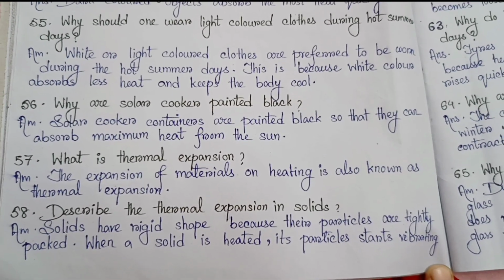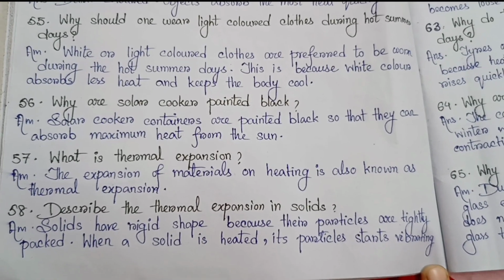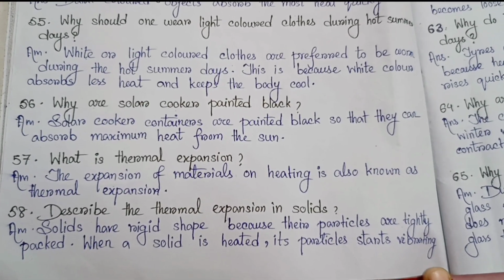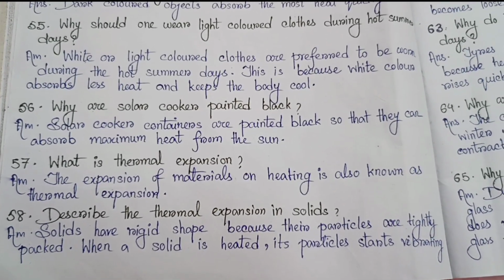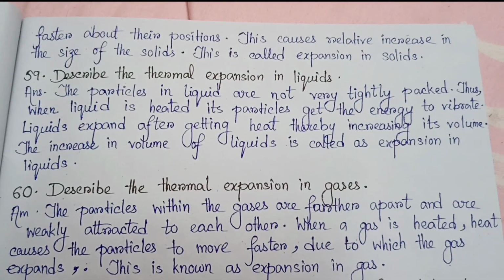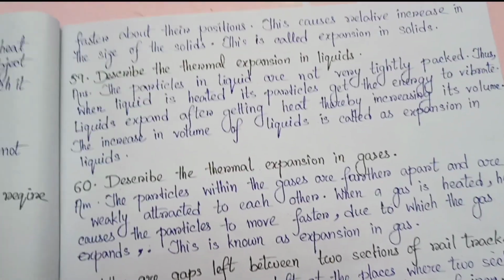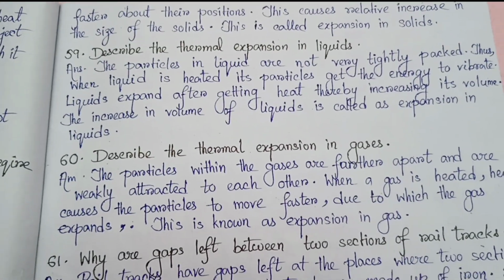58. Describe the thermal expansion in solids. Solids have a rigid shape because their particles are tightly packed. When a solid is heated, its particles start vibrating faster about their positions. This causes a relative increase in the size of the solid. This is called expansion in solids.